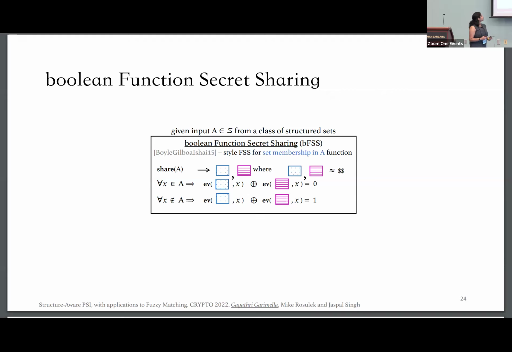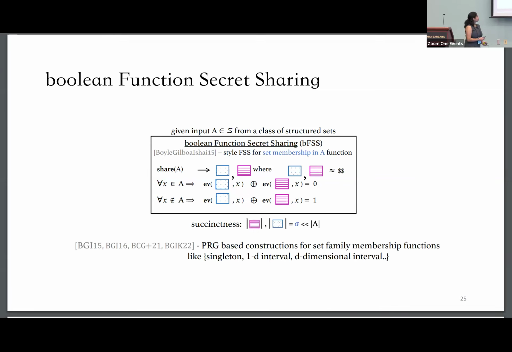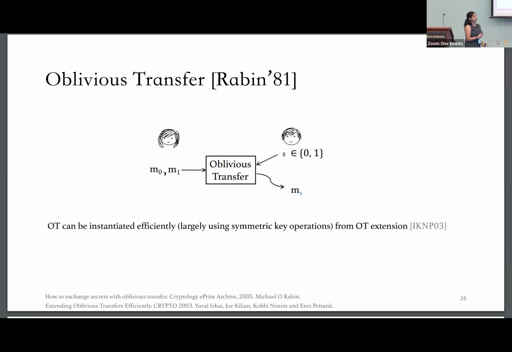And if you evaluate this point on any point outside your chosen input, then these evaluations don't match. So you might be able to start to see that this can be a useful tool for testing set membership. And the second primitive we need is oblivious transfer. This is a two-party primitive where Alice has two messages, and Bob is allowed to learn exactly one of these two messages. And the guarantee is that Alice is completely oblivious of which of the two messages Bob learned. And OT can be instantiated efficiently thanks to OT extension.